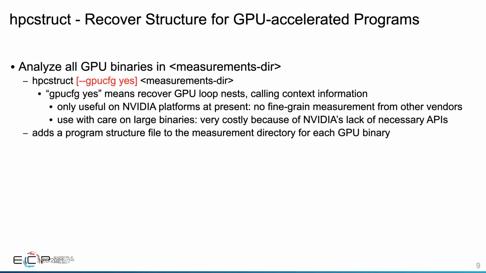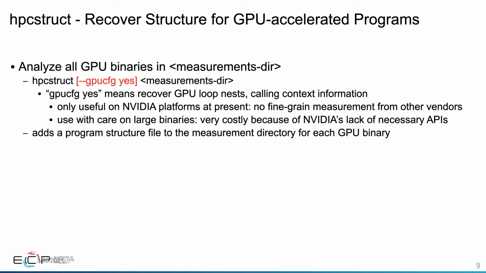The reason why this is an option is that, first of all, it's only useful on NVIDIA platforms at present, because we don't have any fine-grained measurement data from other vendors, and therefore we can't attribute performance at the source line level, and therefore analyzing loop nests is pointless.